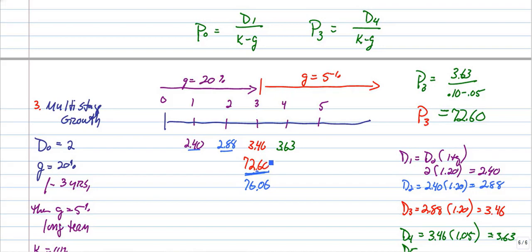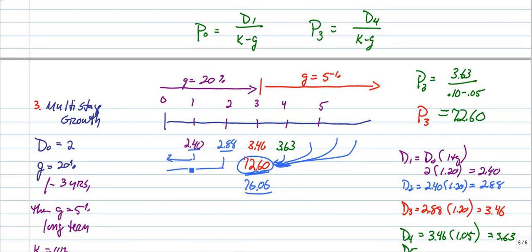You see, this $72.60 represents the present value of D4, D5, D6, D7. So this $72.60 is the present value of every dividend that's going to occur in year 4, year 5, and beyond. So when I add those two numbers together, 76.06, that's the present value at that point of all those dividends at year 3. But I need to know its value today.